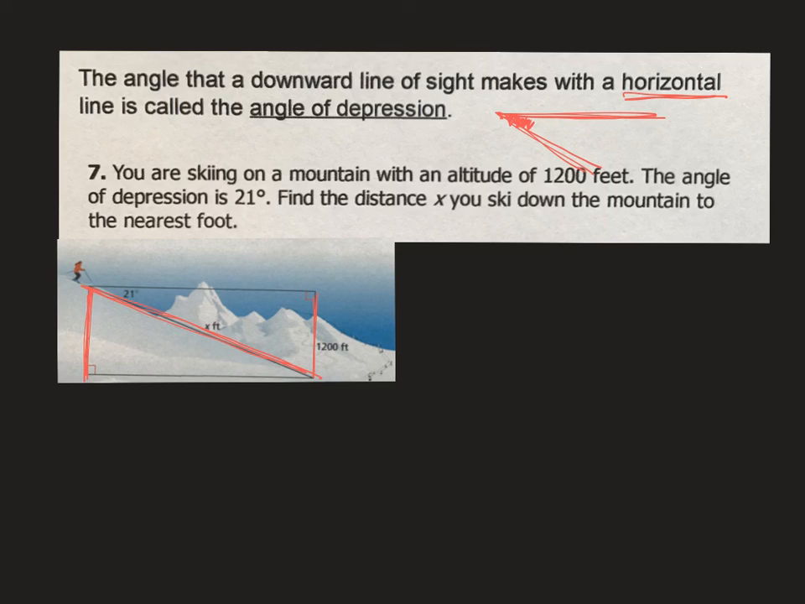But the reason they labeled it on the right side is because we've got an angle of depression. That angle of depression has to be formed with that horizontal line. So it's going to be this angle up here, that 21 degrees. From that 21 degrees, your 1,200 is your opposite side. Your x is your hypotenuse. Hopefully you're realizing that with opposite and hypotenuse, we're going to have to use sine. So the sine of that 21 degrees equals our opposite side of 1,200 over our hypotenuse of x.